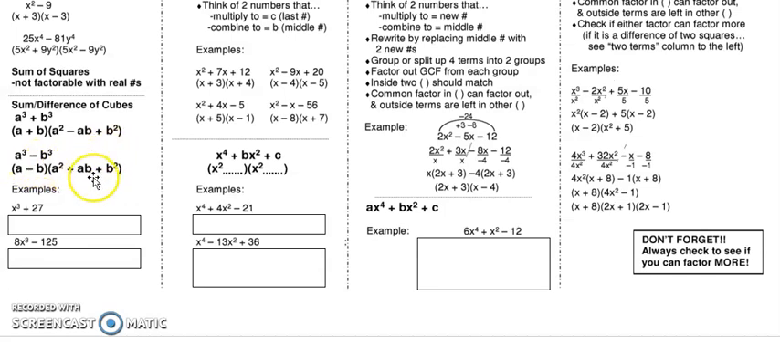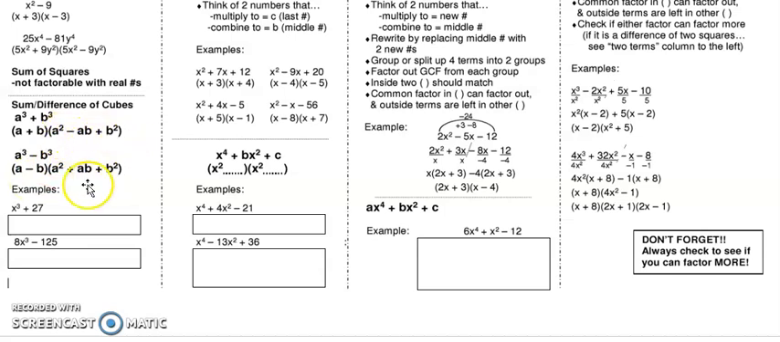Difference of cubes is very similar to a difference of squares, except notice now it'll be a cubed minus b cubed. If you check the formulas for the sum of cubes and the difference of cubes, they are actually very, very similar to each other. The a cubed plus b cubed begins with an a plus b in parentheses. However, the a cubed minus b cubed begins with an a minus b in parentheses.